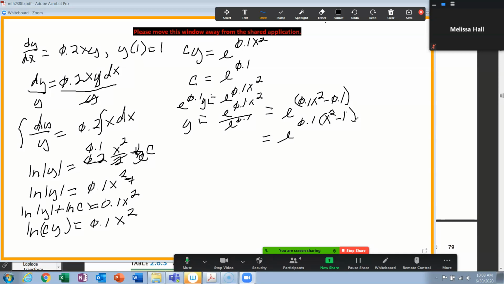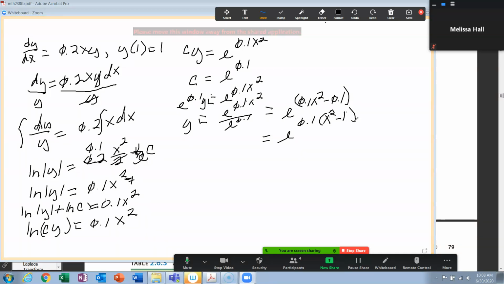I'm going to have to erase to be able to write what we need to, but that is the actual solution. So let's go back now. Can I clear all this, or are you still writing? Anybody?